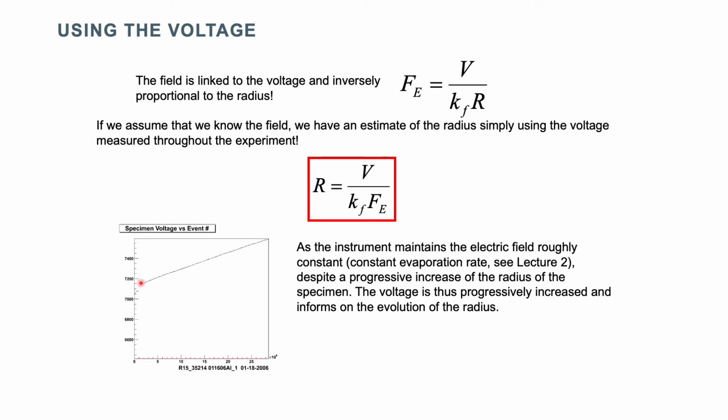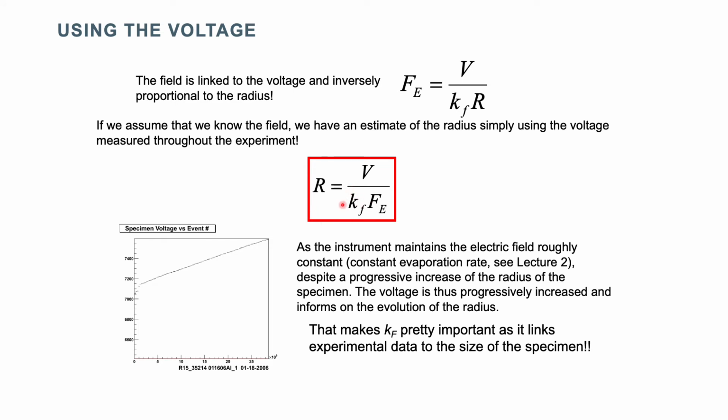And so this is, for example, the measurement of the voltage as we analyze a specimen. And we've talked about this in previous lectures, right? We are applying the voltage so as to maintain a certain detection flux. So we can assume that somehow the field is maintained constant, and so measuring the voltage as we collect ions is a reflection of the fact that the specimen is getting blunter and blunter over time.